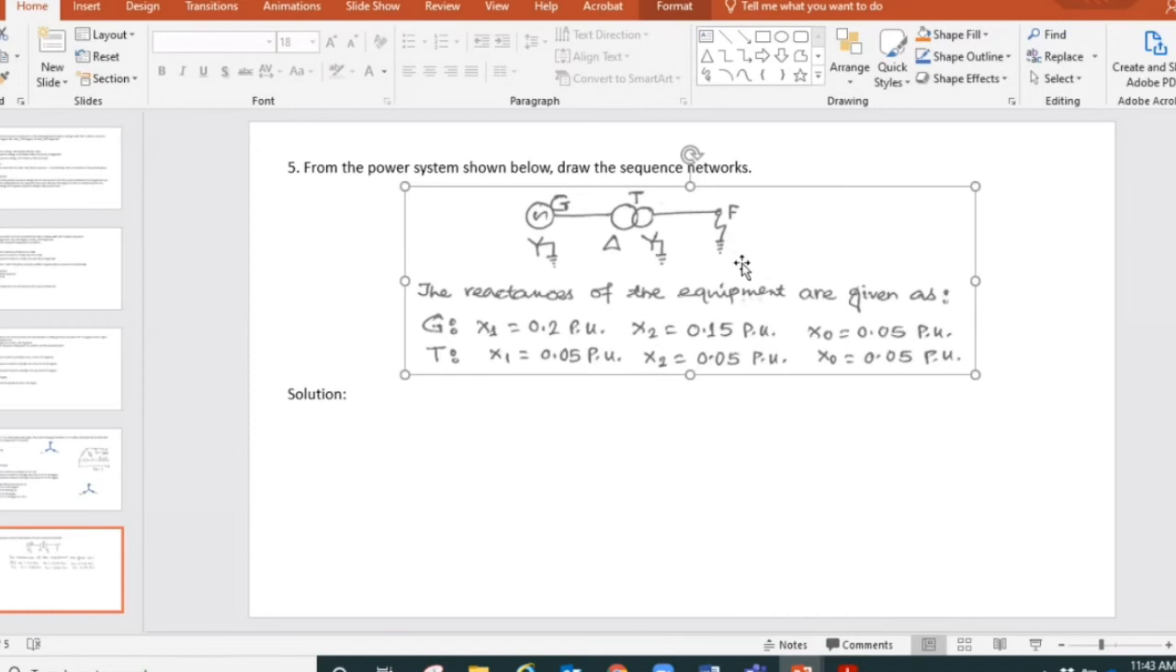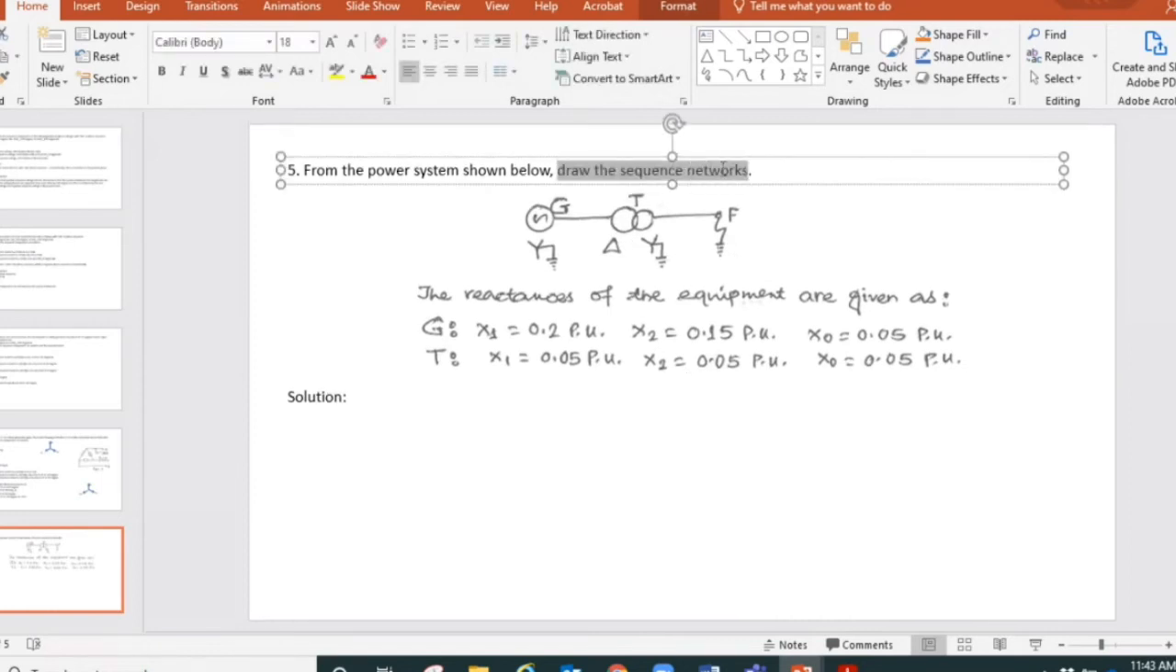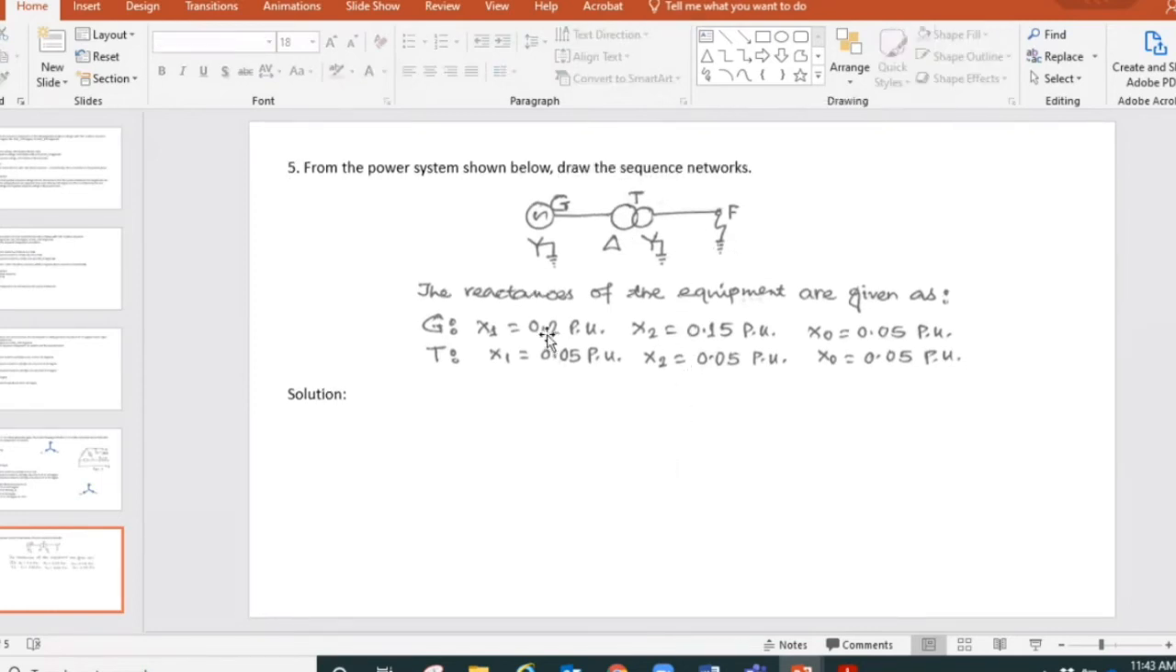So what type of fault we don't need, because we were just asked to draw the sequence network. And what else is provided? The sequence impedances of the generator and the transformer are given. Generator resistance is being ignored because the reactance is much higher than the resistance, so we ignore the resistance when we don't need it. So we have positive sequence reactance, negative sequence reactance, and zero sequence reactance for the generator.